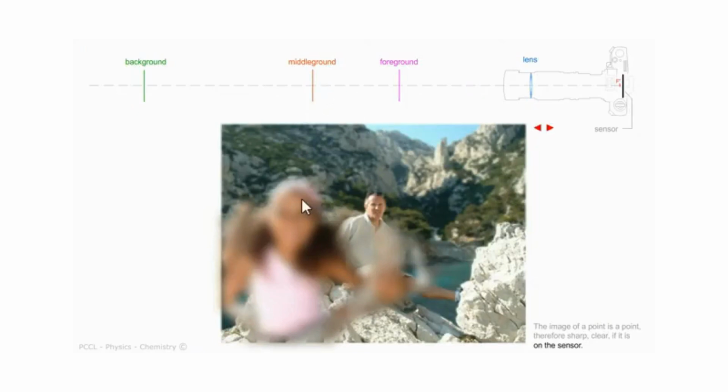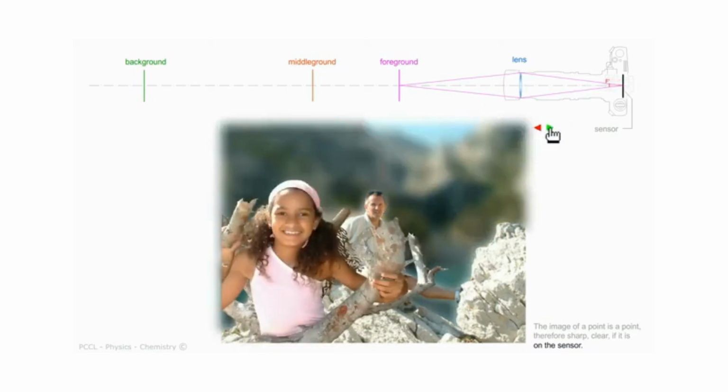We want to make the foreground image sharp here. It forms behind the sensor, that is not the right setting. The foreground image will not be clear, so we will have to change something. Here, it's a little different from accommodation, we call that focusing. It is a question of moving the lens here to obtain a clear image on the sensor.